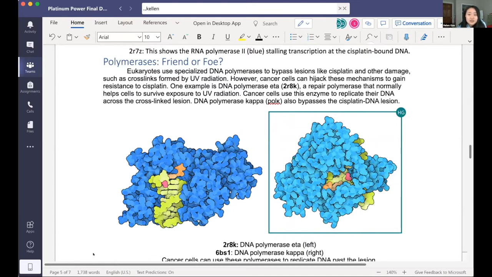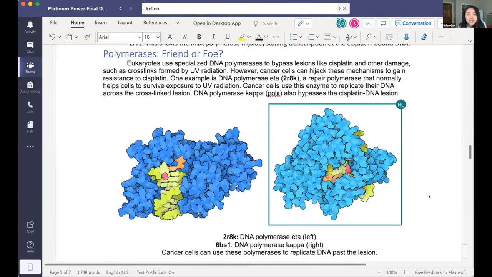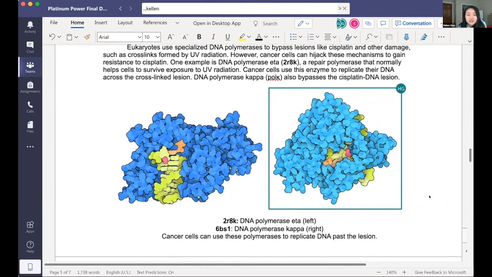Cancer cells use this enzyme to replicate their DNA across the cross-linked lesion, and DNA polymerase kappa also bypasses the cisplatin DNA lesion. So we show DNA polymerase eta on the left here and DNA polymerase kappa on the right. Cancer cells use these DNA polymerases to replicate DNA past the lesion.